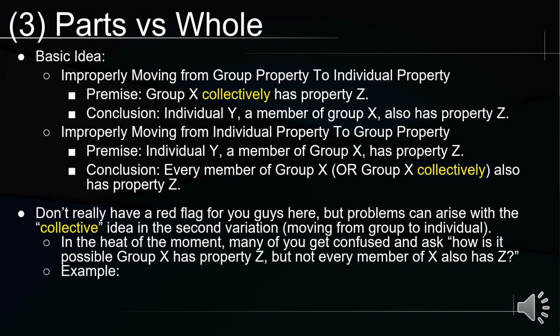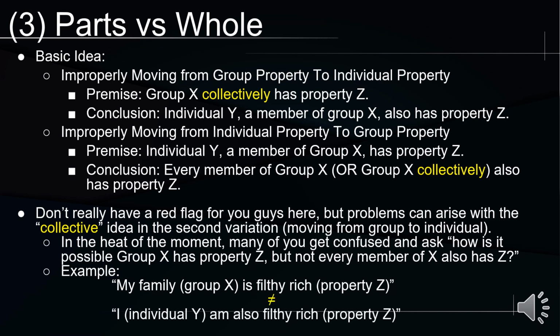Let me give you an example of why that's not the case. If I say my family, group X in this case, is filthy rich, property Z in this case, that is not the same as me saying I, as individual Y, am also filthy rich, property Z. It is possible for a group to have a collective property that is not applicable to each individual member. So don't assume that when they say group X has this property, that is the same thing as them necessarily saying that every member of group X has that property. It is possible for groups to collectively have a property that individually nobody has, right?